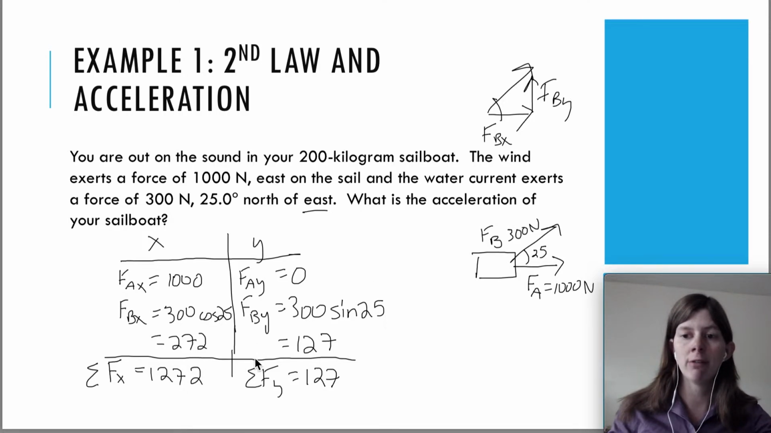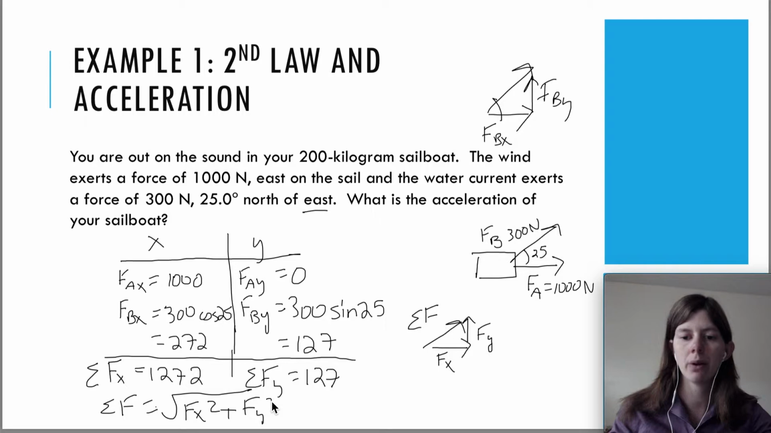And now we can find the net force by using the Pythagorean theorem. We have a net force in the x direction that is to the right, and a net force in the y direction that is upward, because they're both positive. That means the net force will be northeast, which we already knew, but maybe we didn't have a drawing of this. It's good to always draw your x and y components here. So use the Pythagorean theorem. The net force equals the square root of Fx squared plus Fy squared. And I got 1278 newtons.